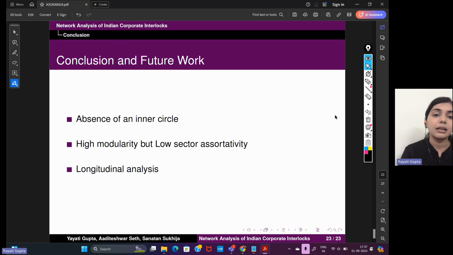Another future direction that we wish to pursue is a longitudinal analysis. As of now, we have studied this entire network as one single snapshot from 2004 to 2018, but definitely a broader time-based analysis can be done.